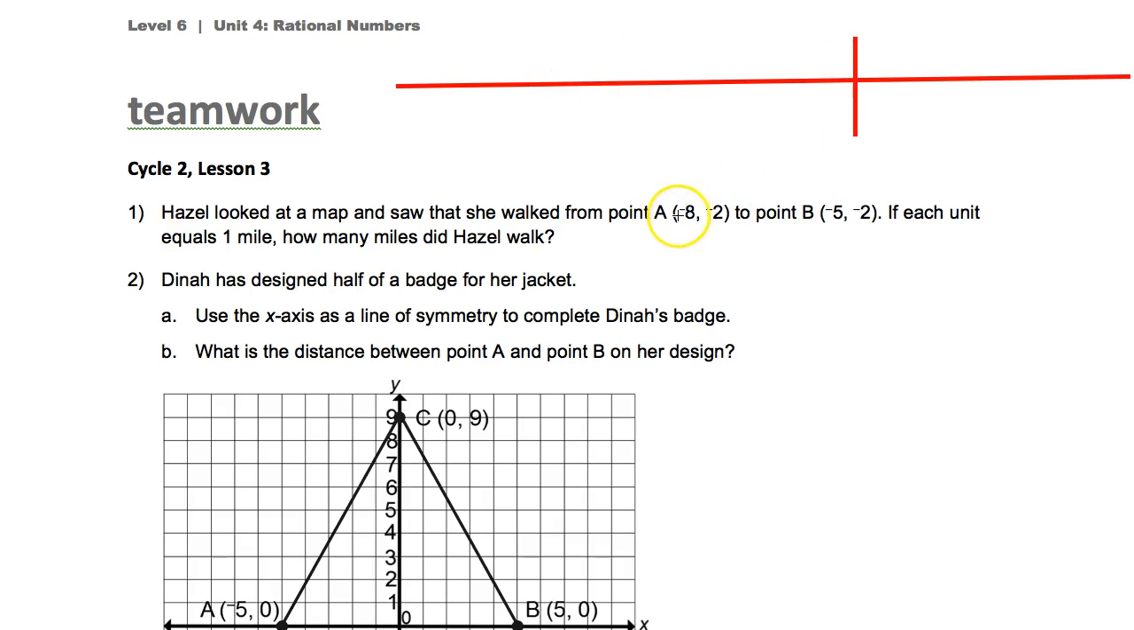When we have A at (-8, -2), that -8 would be right around here on the x-axis. And -2 would be, well, here could be -1, and here could be -2 on the y-axis. So our point for (-8, -2) could be right there. And with B, we have (-5, -2). So let me go ahead and fill these in.